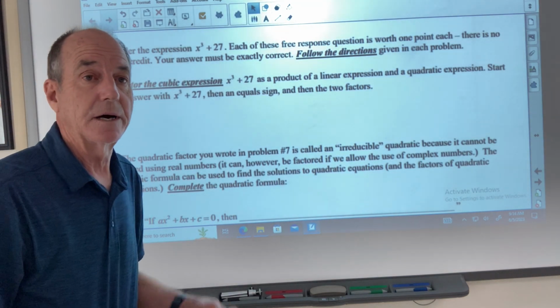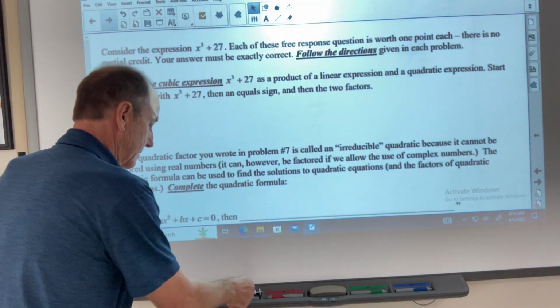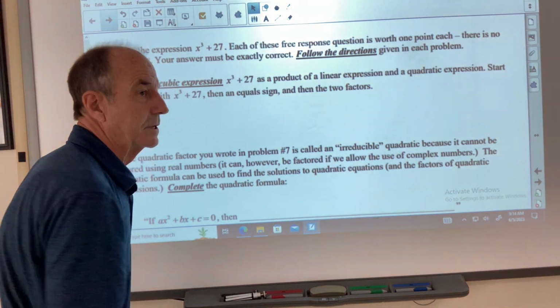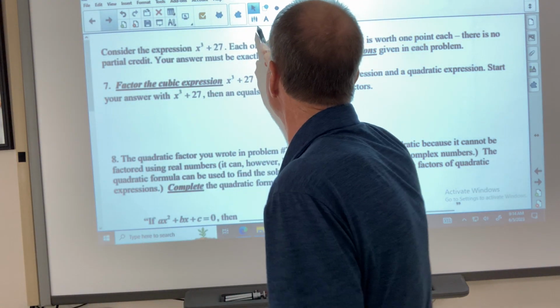Second page. Again, follow the directions. I had many students lose points because they did not follow the directions.